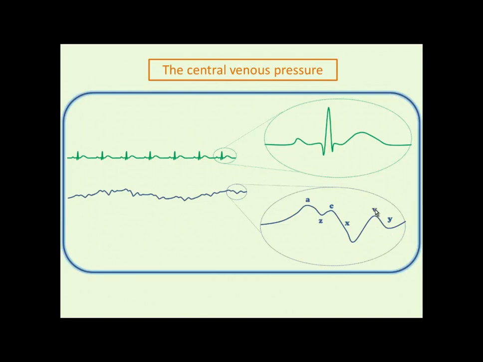So the V wave, you can imagine, you'd expect it to be very tall and abrupt if you had an incompetent or leaky tricuspid valve. We call these tall V waves.